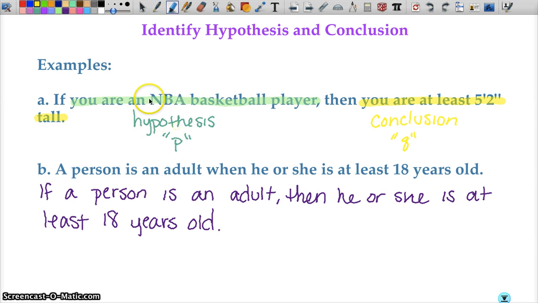And now I'm going to go ahead and use the same colors as the previous example. For the hypothesis, here's our if. So our hypothesis is a person is an adult. And then I'm going to go ahead and use the yellow again for the conclusion. Here's our then, and so the conclusion would be he or she is at least 18 years old. Okay, and so your hypothesis right there, and conclusion would be right here. Okay, and notice how I put it in if-then, so you always want to do that, it's really important.